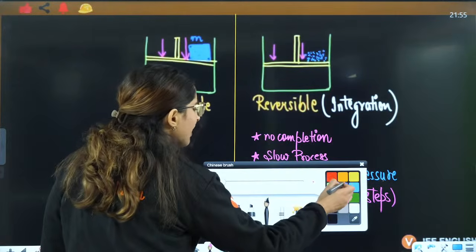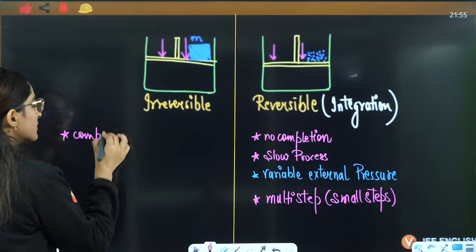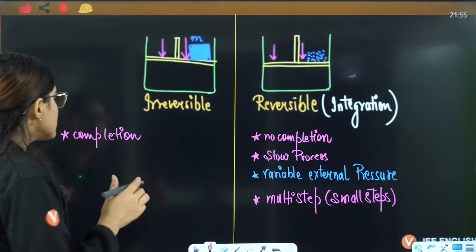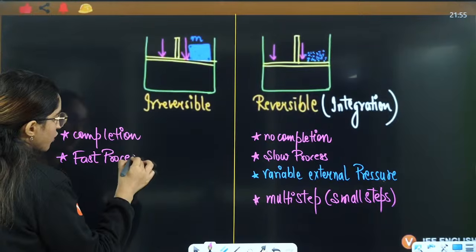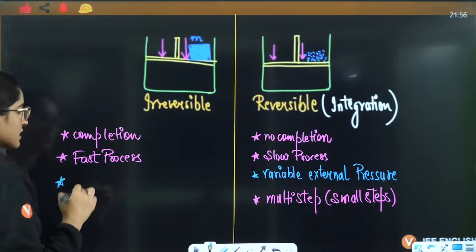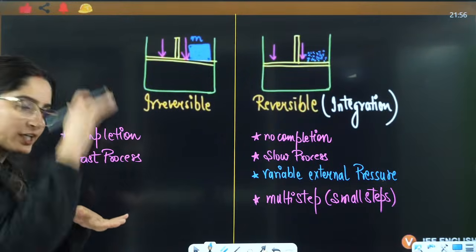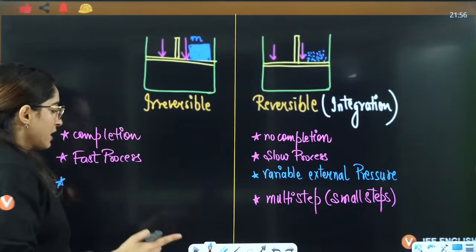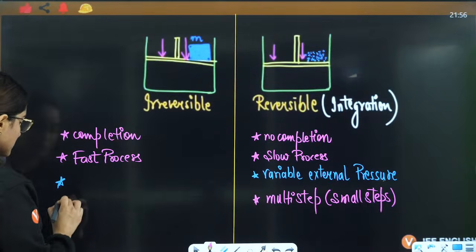Okay. Now let's talk about the irreversible process. First thing is, it is not reversible. That's why it will undergo completion. There will be completion of this process, and it's a fast process, right? It's a fast process because one big block is putting the pressure. Suddenly it will drop down to this path, right? So that means it's a fast process, it's a single step process.